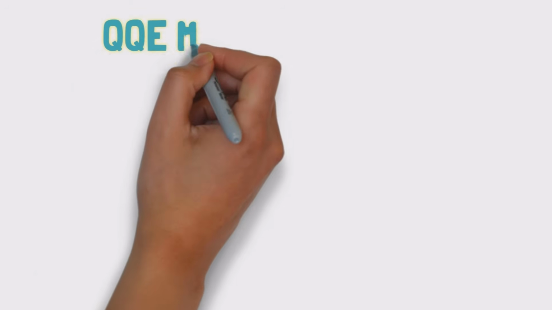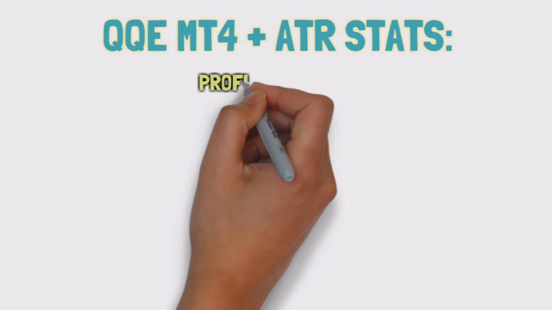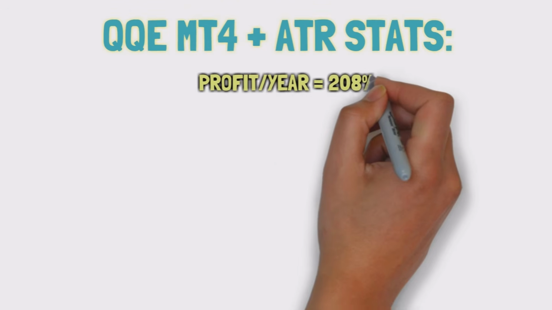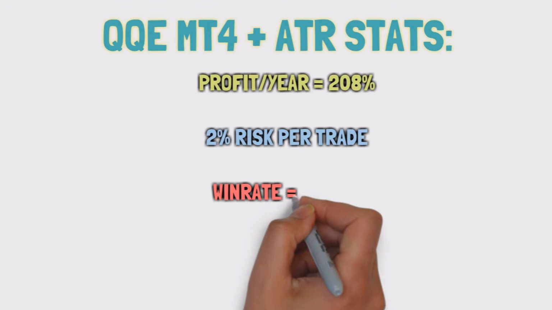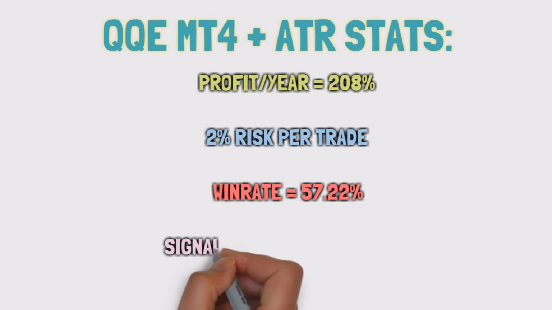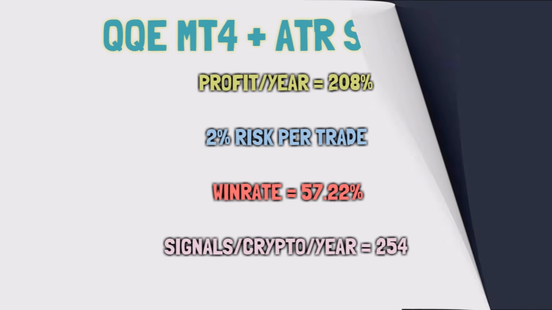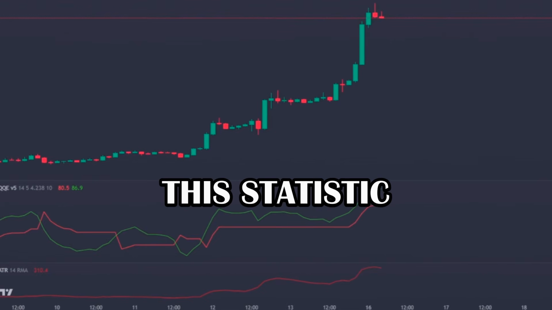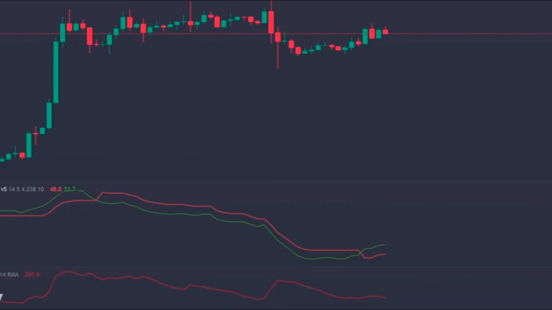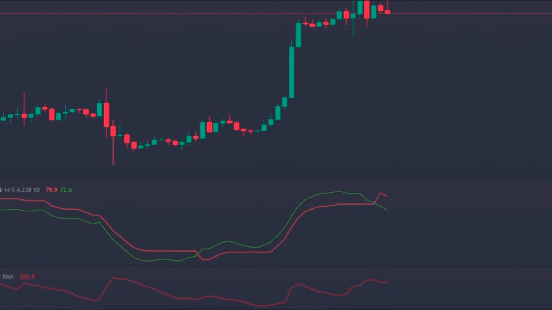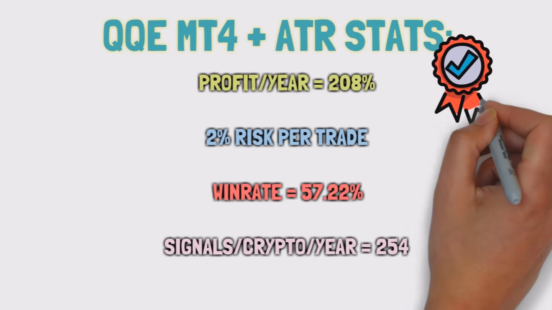For now, our strategy with the KQE MT4 and ATR indicators has an average annual profit of 280% with 2% risk per trade, has an average win rate of 57.22%, and gives us around 254 signals per year and per cryptocurrency. Of course, you will see that this statistic will still change a lot over the next episodes of this series, where we will include other types of indicators to improve its efficiency. But it's already an amazing starting point.